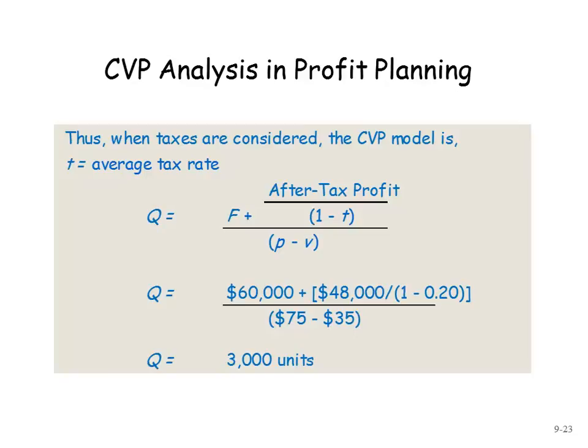So when you look at it from a before-tax basis, $3,000 units becomes your quantity.